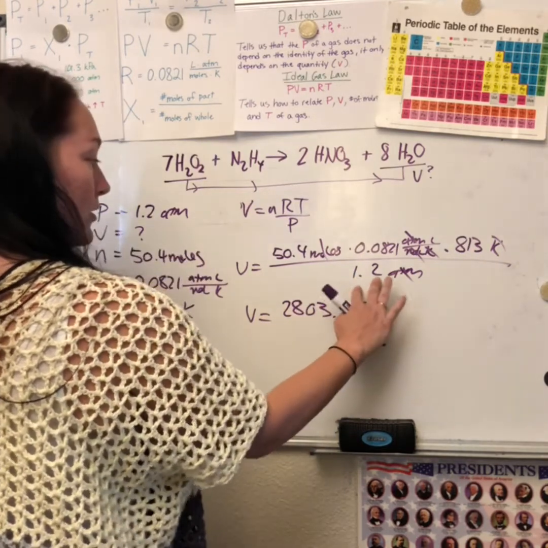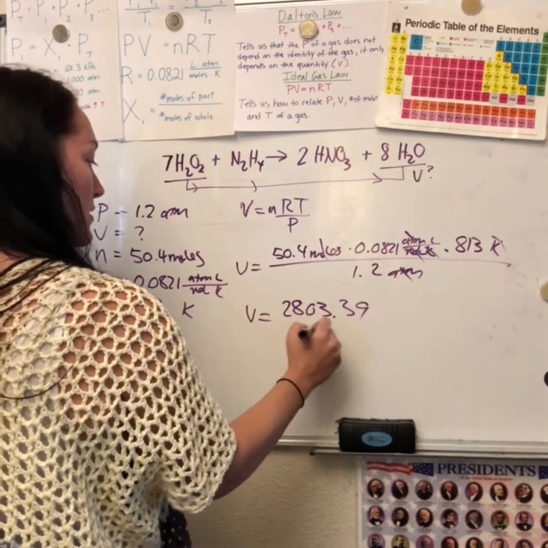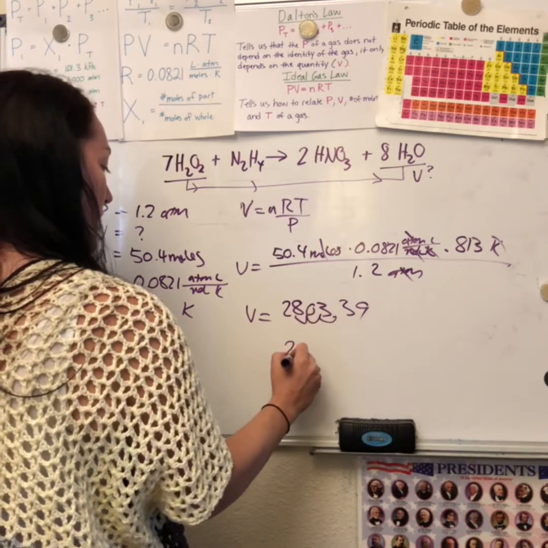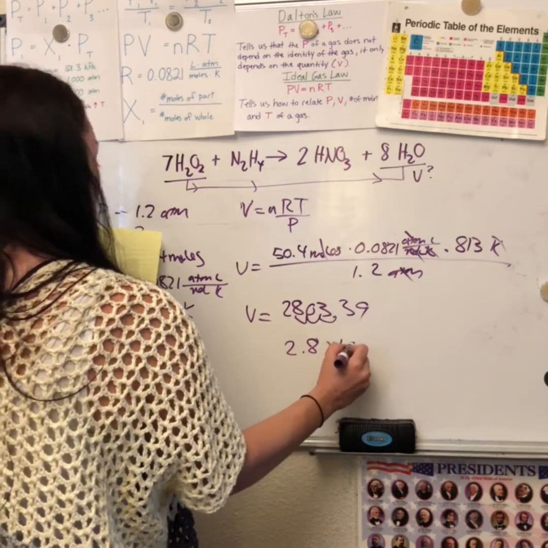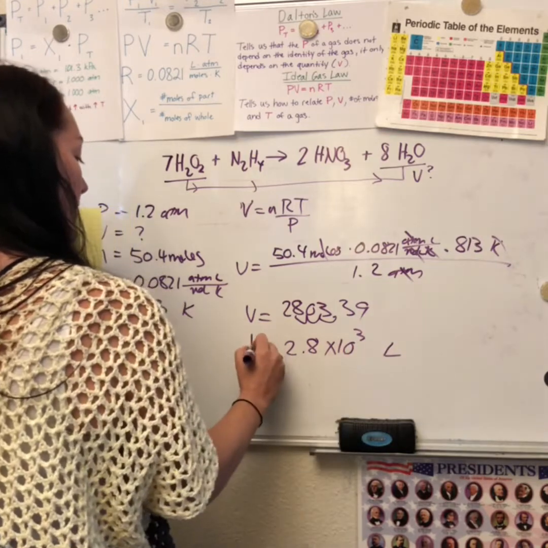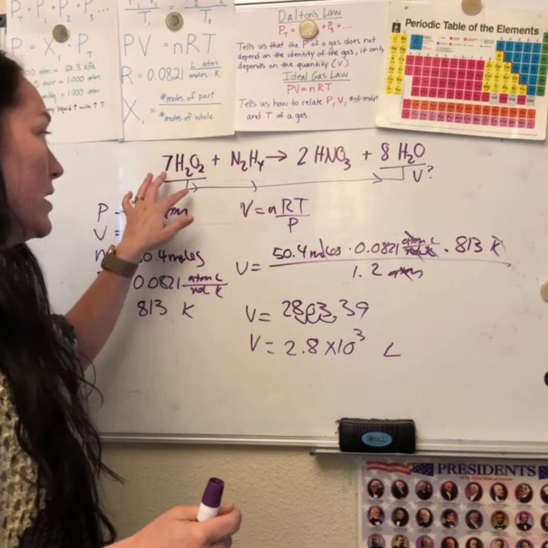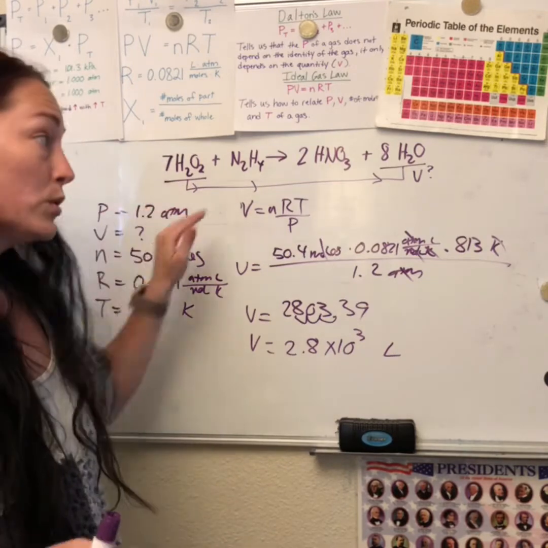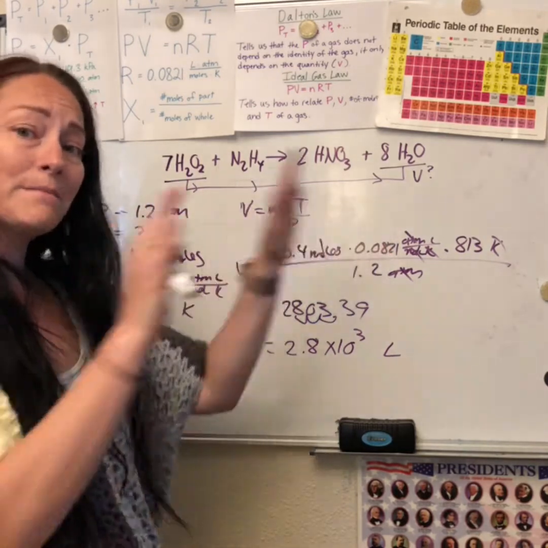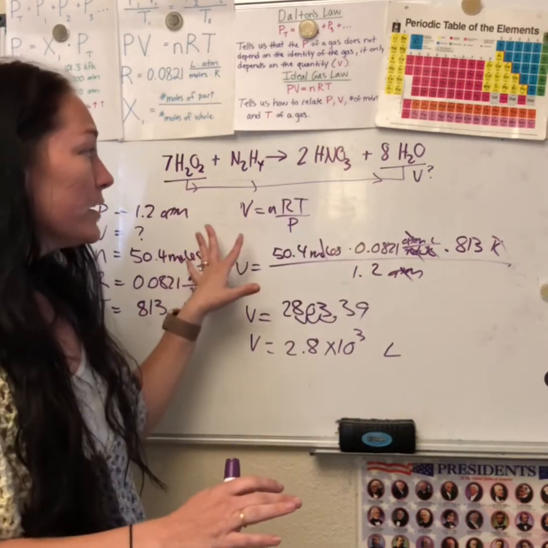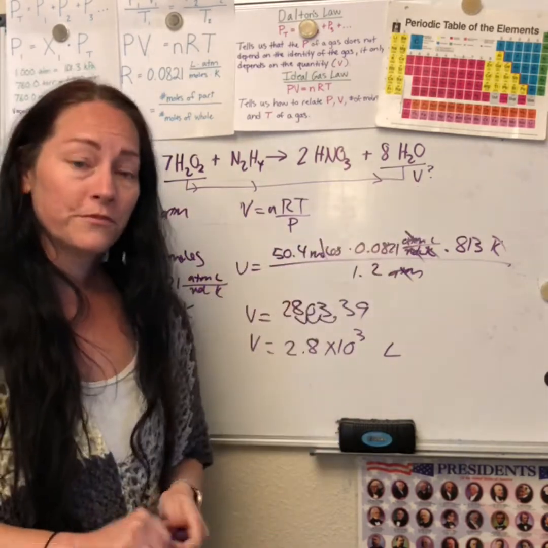2,803.39. I can only have two significant figures here, so I'm going to move this. So I get 2.8 times 10 to the third, and that is liters. Okay, so we just did the opposite this time, really. We went grams to moles, moles to moles, and then on the back end, we used PV equals nRT to find our volume for that.